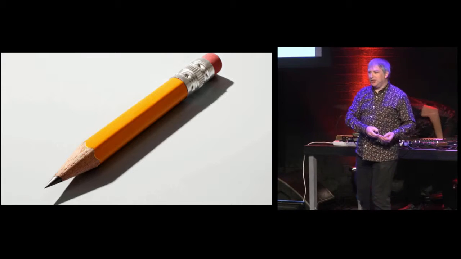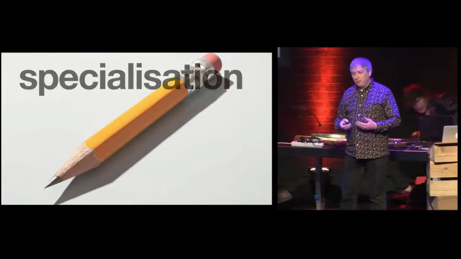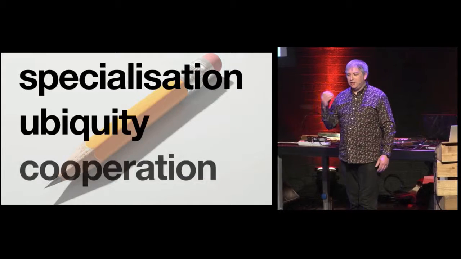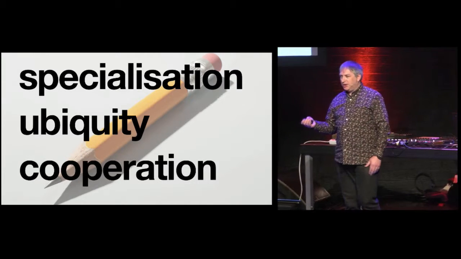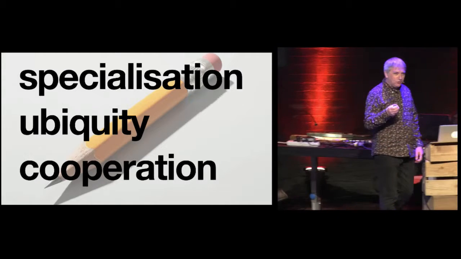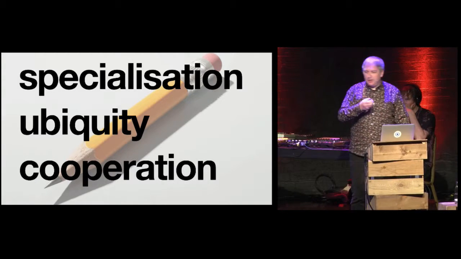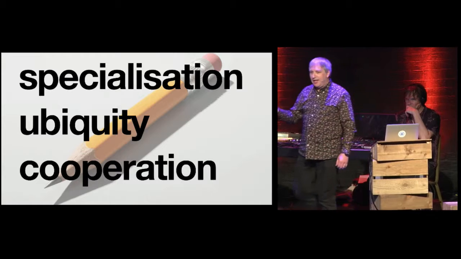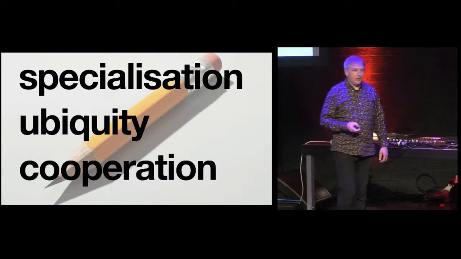Trends towards specialization, ubiquity, and cooperation. The pencil does one thing really, really well. The Australian hand axe does one thing really, really well. All over the world, you find Australian hand axes, and all over the world, you will find a pencil in pretty much the same form.